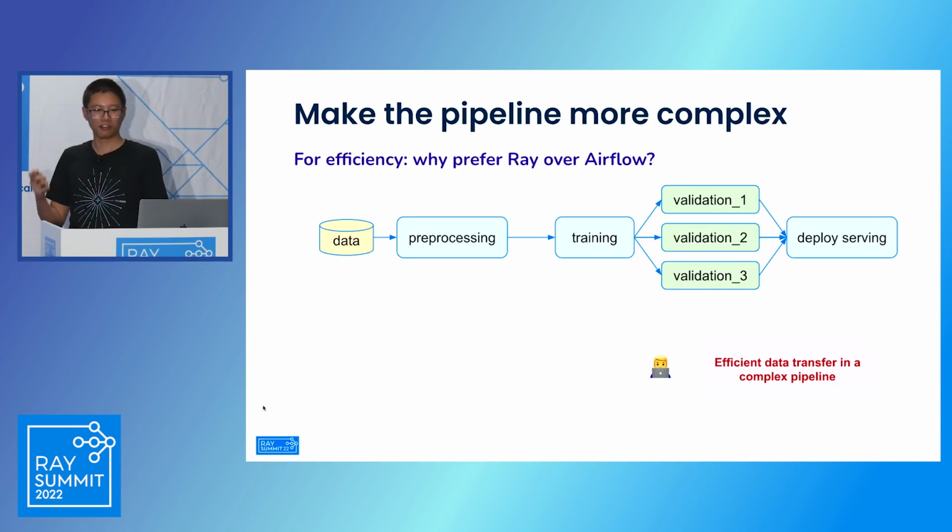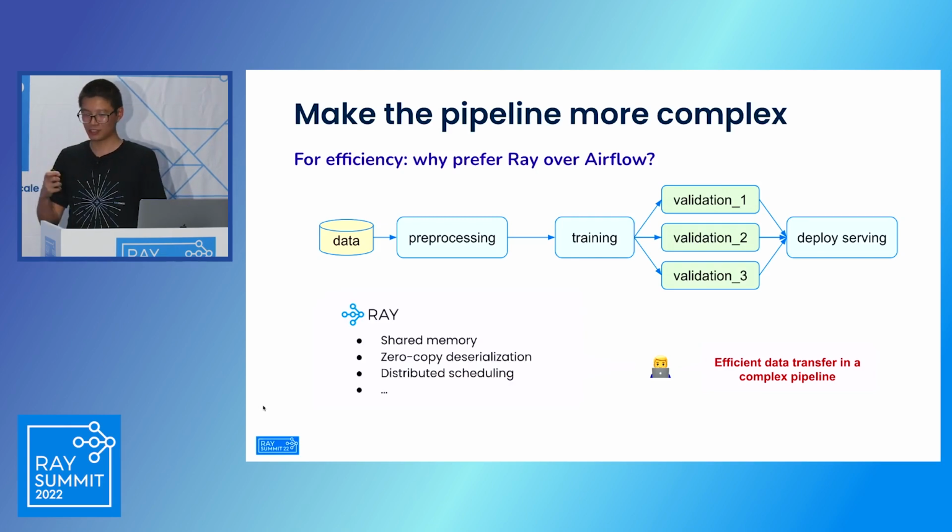Compared to a workflow system, Ray is heavily optimized for efficient data transfer. For example, Ray has mechanisms like shared memory, zero copy deserialization, and distributed scheduling, which make data transfer and scheduling between these tasks very efficient and fast. When you use a workflow system, not only is data transfer inefficient, but checkpointing to storage alone would be a bottleneck, because writing a checkpoint is slower than scheduling a task or passing a task through the network.